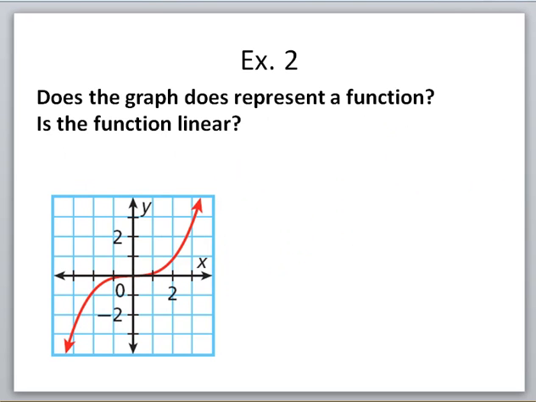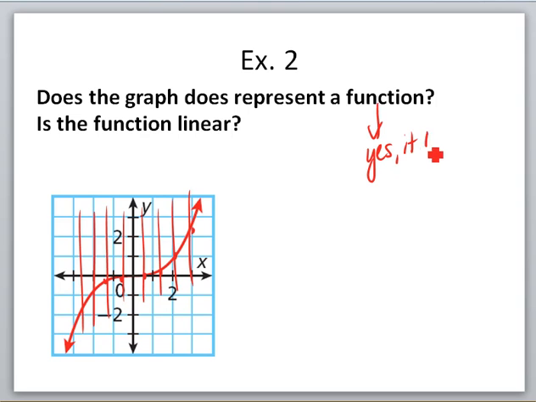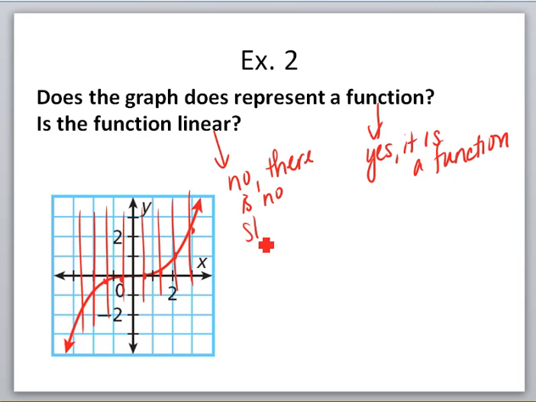My second example looks like this. And the first thing I'm going to ask again is whether or not it is a function. So if I start drawing my vertical line, notice how it passes the vertical line test. Each vertical line only goes through the graph in exactly one spot. So yes, it is a function. But the second question is no. No, it's not a linear function because it does not form a straight line. There is no straight line.